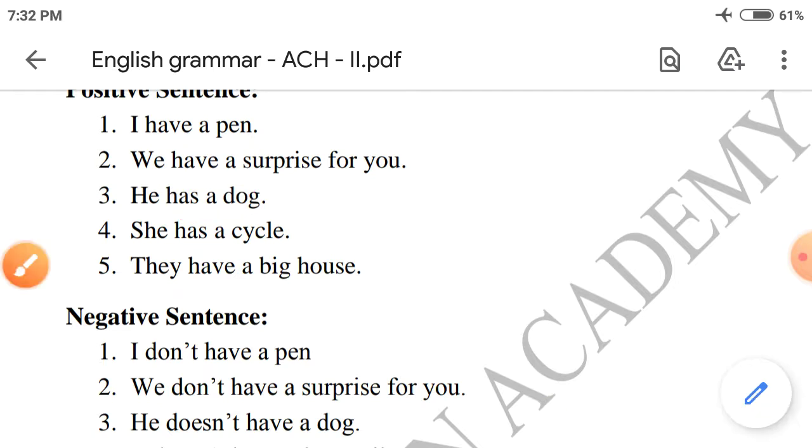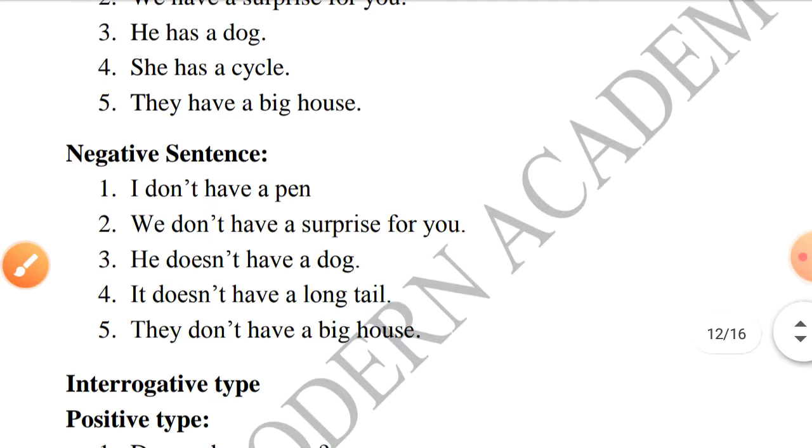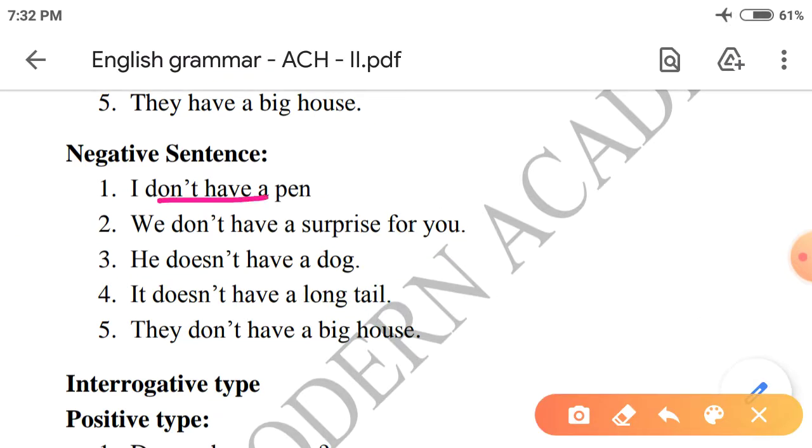Now negative sentences. I don't have a pen. We don't have a surprise for you. He doesn't have a dog. It doesn't have a long tail. They don't have a big house. Okay, just a negative. So why here don't? Because the subject is I. So when the subject is he, she, it, there we are using does.